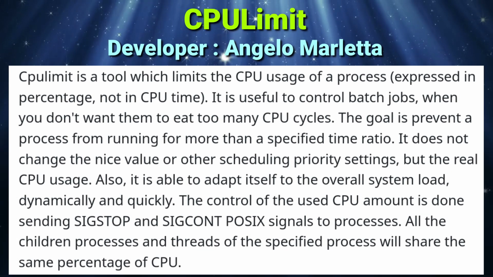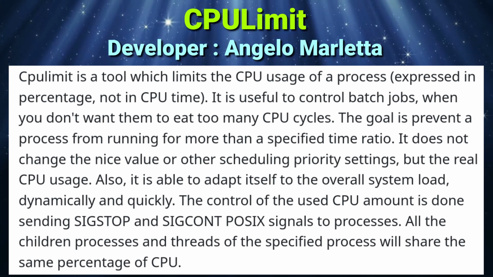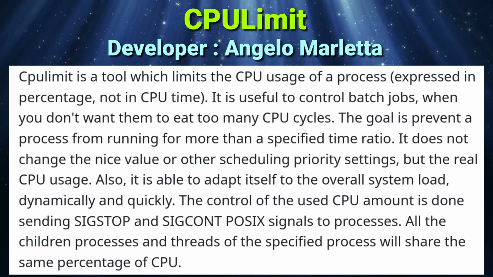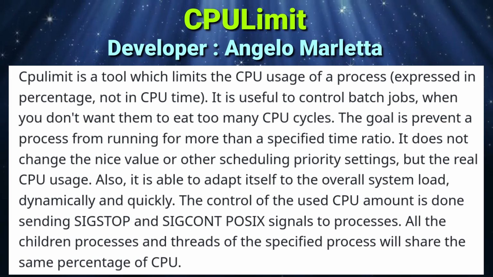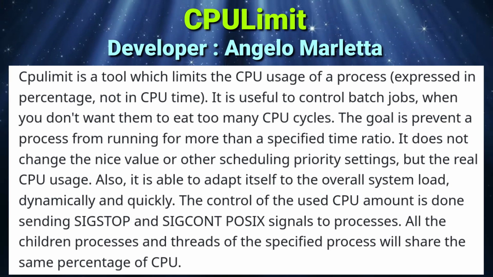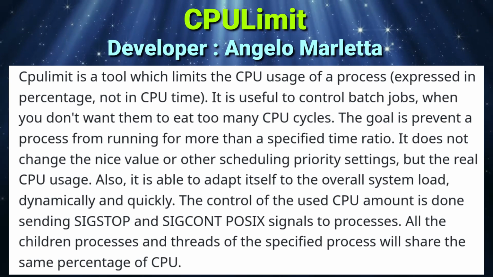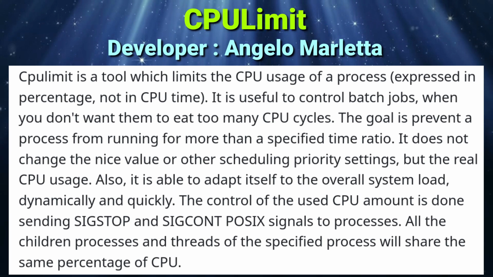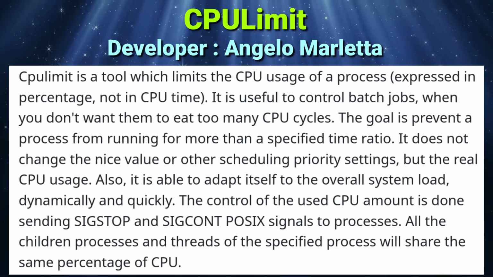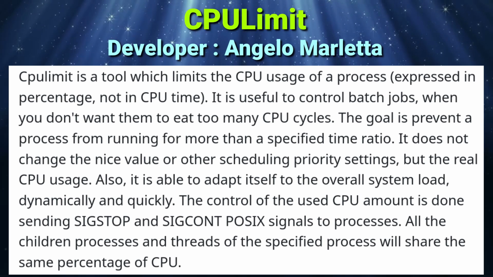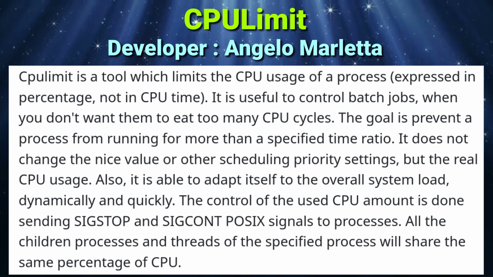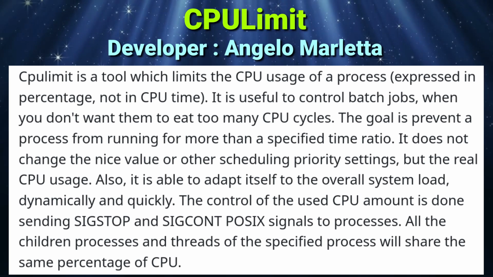I found an interesting little tool for FreeBSD called CPULimit by Angelo Maroletta. To use the official description on the GitHub page, it's a tool which limits the CPU usage of a process, expressed in percentage, not in CPU time. It is useful to control batch jobs when you don't want them to eat too many CPU cycles. The goal is to prevent the process from running for more than a specified time ratio.